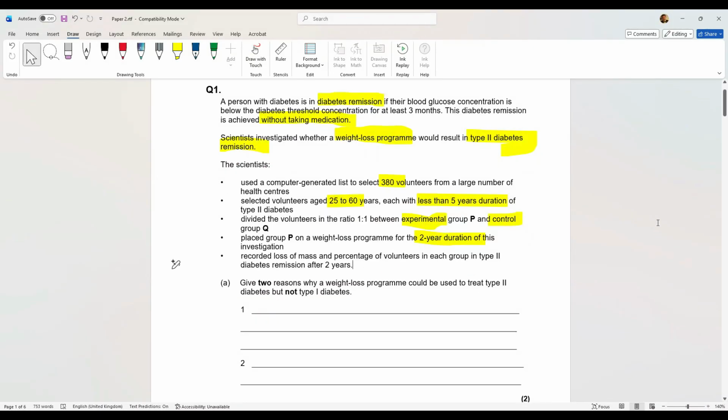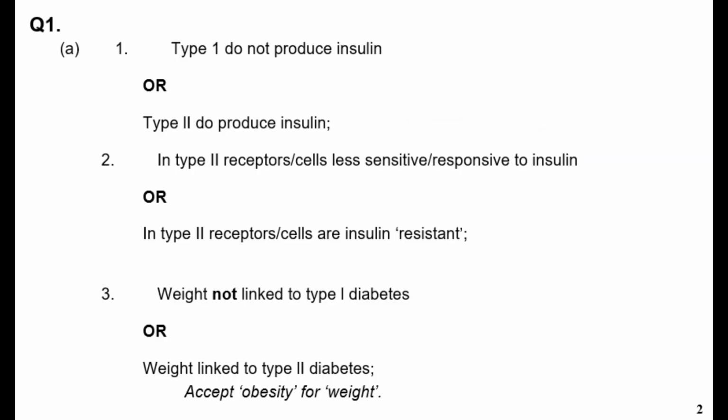So if we look at the first question, give 2 reasons why a weight loss program could be used to treat type 2 diabetes, but not type 1 diabetes. Well, first of all, in this stem of the question, you can see that they haven't mentioned what type 1 and type 2 is. So you could say something like type 1 is an insulin deficiency, so the cells don't make it, whereas type 2 is insulin resistant. Obesity weight is a risk factor for type 2 diabetes.